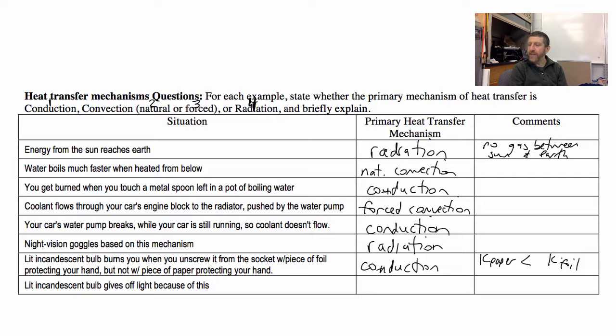A lit incandescent bulb gives off light because of this. It is radiation. So here is why incandescent bulbs are so dumb. It's like, let's heat this thing up, and then, oh, we get some light as a byproduct. Mainly you're getting heat from incandescent bulbs. In fact, about 90% of the energy of an incandescent is thermal energy.